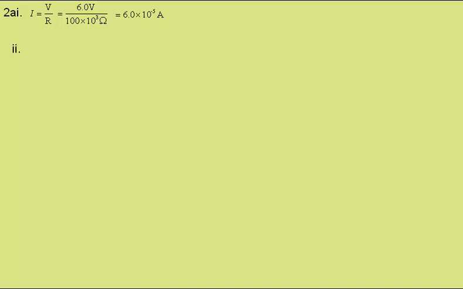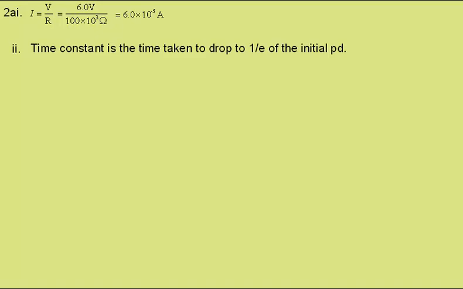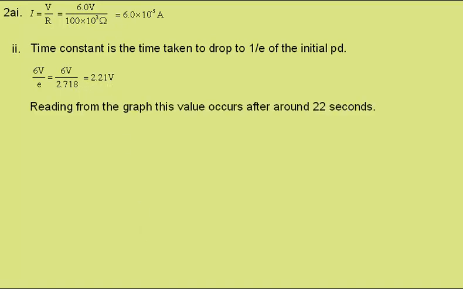In part 2 we need to use the graph to find the time constant of the circuit. Well, the time constant is the time taken to drop to 1 over e of the initial potential difference, and the initial potential difference was 6 volts. So if we have 6 volts over 2.718, the value of e, we get a value of 2.21 volts. Reading from the graph, this occurs after around 22 seconds, so this is our time constant.